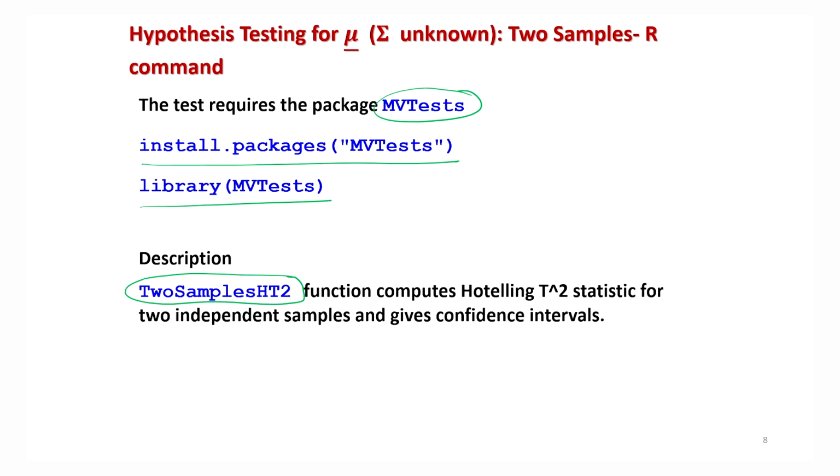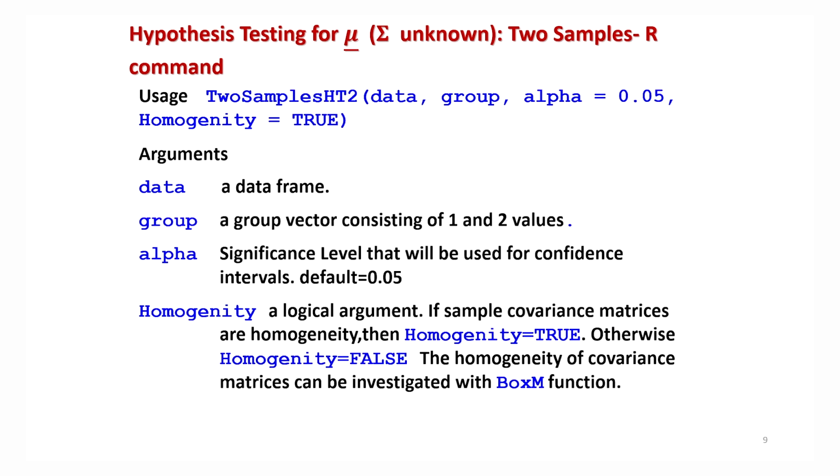So you have to be careful that here T, S, and HT, that is Hotelling T, are in uppercase alphabets, and 2 here is numeric. So you have to be careful how you write this. This is the command which computes the Hotelling T statistic for two independent samples and gives the confidence intervals also. Right. And so how are you going to use it? You have to write down the command two sample HT2 as I explained, then you have to write down the data, which is usually going to be a data frame.